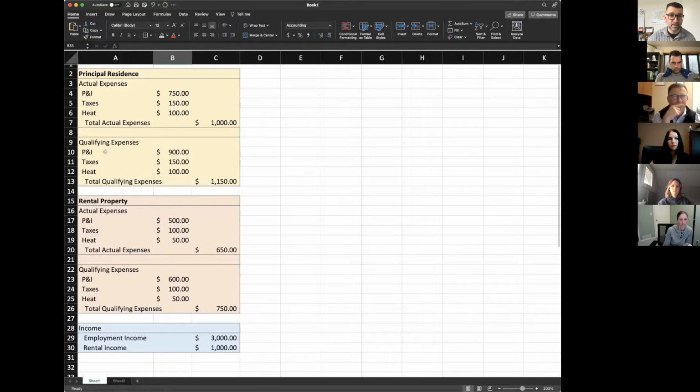So you'll see that the principal and interest qualifying is obviously higher in the qualifying section than it is in the actual, because that makes sense. So we've got actual expenses of $1,000 per month on their principal residence, qualifying expenses of $1,150. Okay. First question. Oh, and you'll see down here in the blue box, income-wise, the person makes $3,000 per month in income. So first question is, what is the total debt service for this person with just the principal residence?